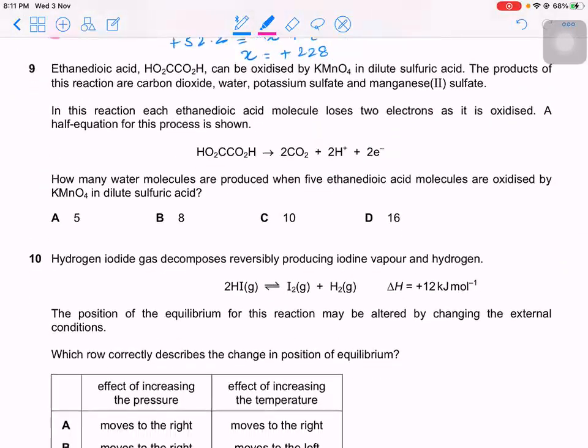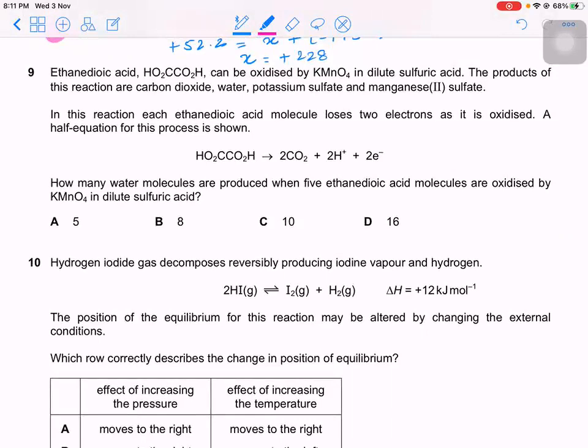Ethanedioic acid can be oxidized by KMnO4 in dilute sulfuric acid. The products of the reaction are carbon dioxide, water, potassium sulfate, and manganese(II) sulfate. In the reaction, each ethanedioic acid molecule loses 2 electrons and is oxidized, and the equation is shown. So the half equation of the oxidation here is shown. How many water molecules are produced when 5 ethanedioic acid molecules are oxidized by KMnO4?